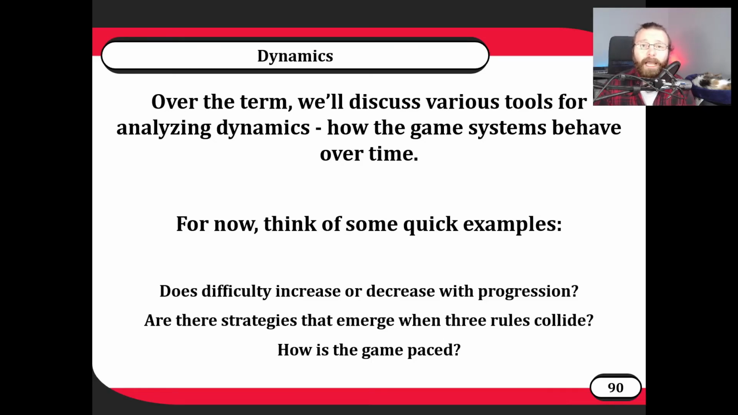We can also think about how the game is paced. So we talked about flow states. Well, flow state is one of those dynamics. If we can get the player into a flow state, then that is a nice dynamic to be in. So we can consider things like pacing and how our game is laid out over time, how we distribute actions and how we distribute power-ups. That's part of the dynamic of our game.